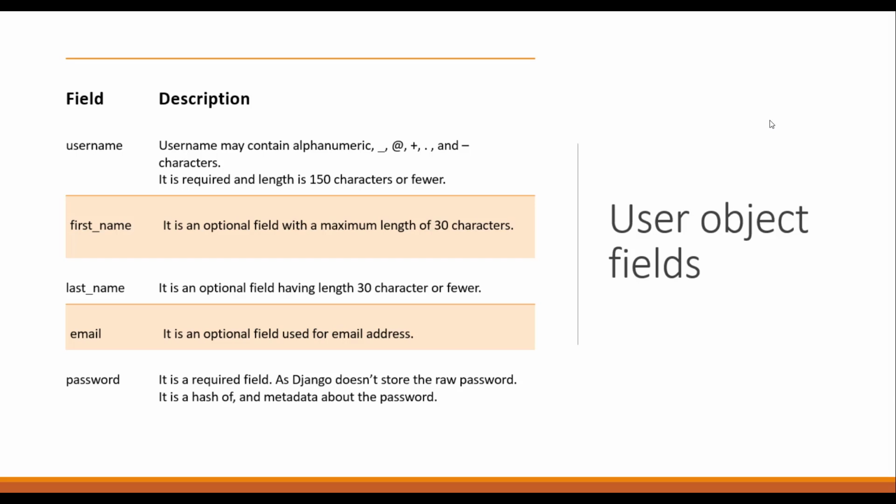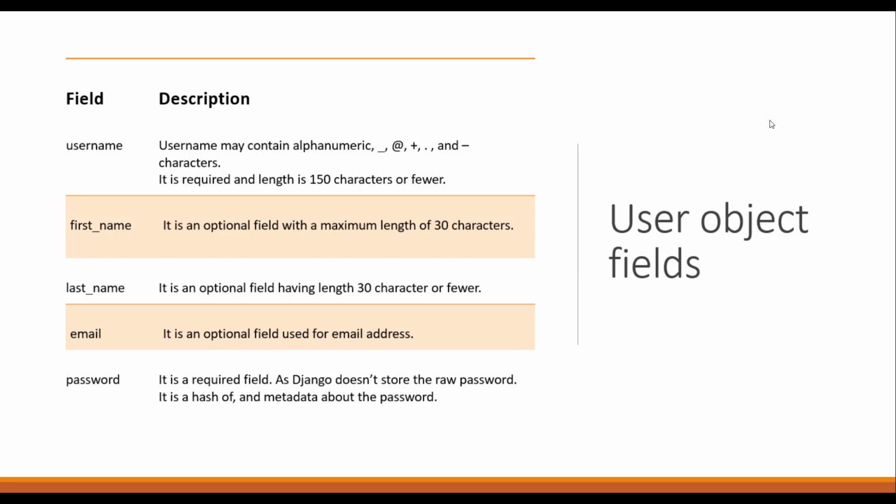The second field is first_name. It is an optional field with a maximum length of 30 characters. The third one is the last_name field, and it is also an optional field having 30 characters or fewer. The fourth one is the email field. It is also an optional field used for the email address. And the next one is password.